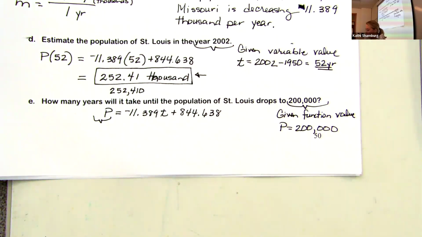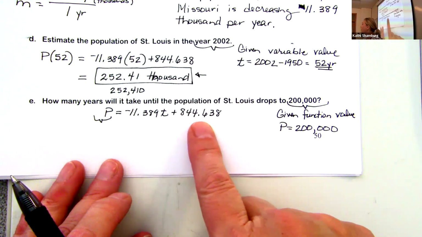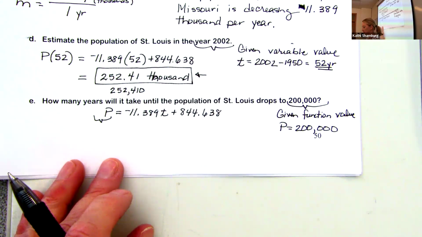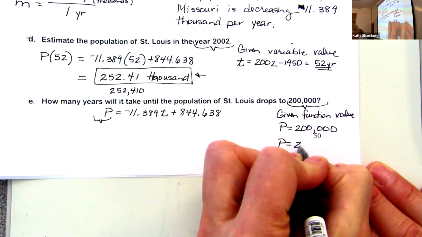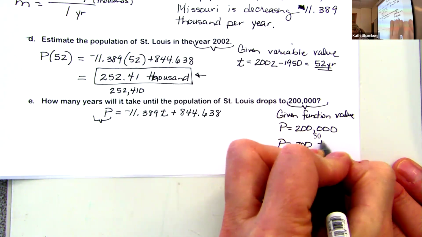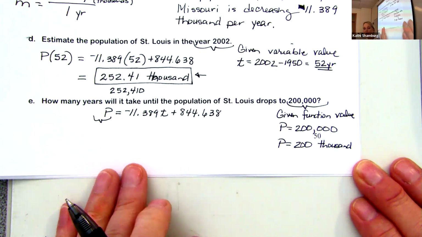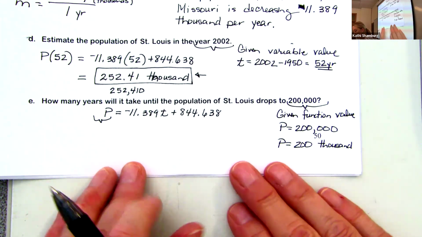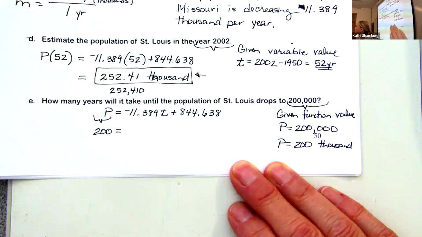Okay, so notice that this is 200,000, whereas these are like 844.638 thousand. So we need to write this as 200,000. So it matches up to the numbers that are in the equation. So in place of P, you're going to put 200, because that does represent 200,000. Okay.